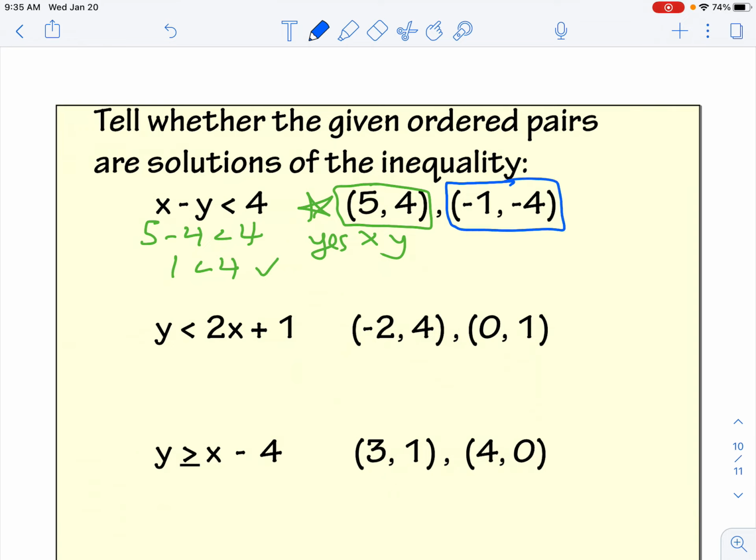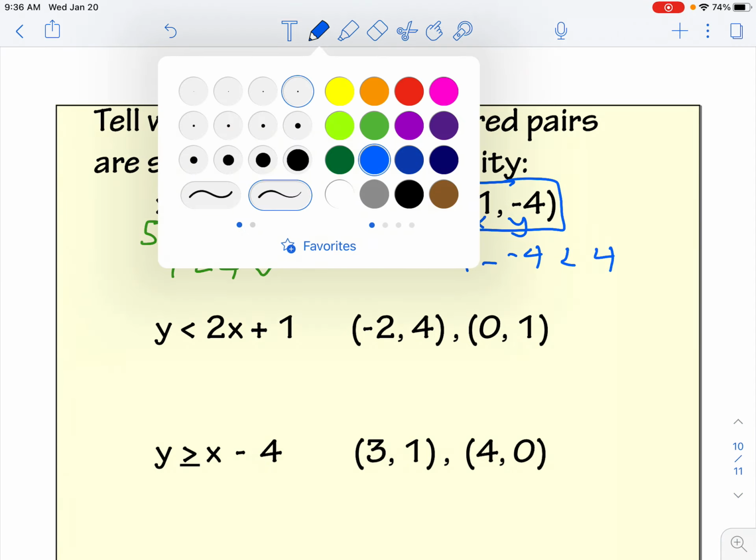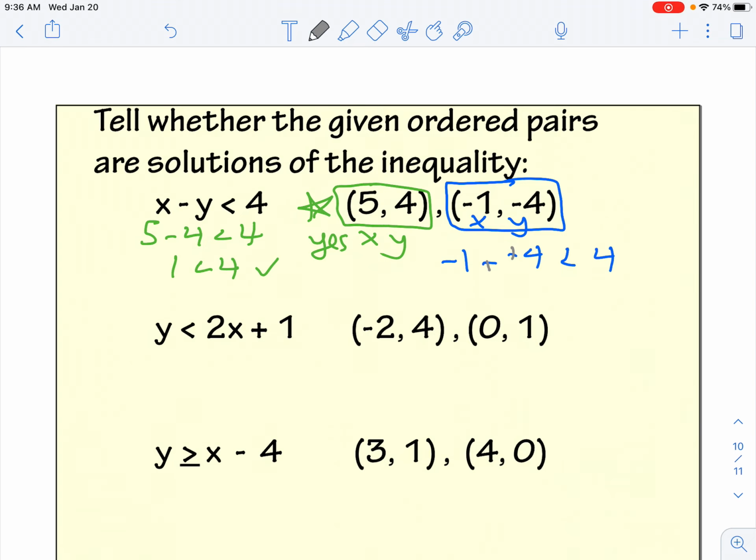So now let's take a look at the second one individually. Okay, so now I'm going to check this one. So now I'm going to put the x value in and the y value in. So now -1 minus my y value of -4, is that less than 4? So remember, subtracting a negative changes to add the opposite. So this becomes -1 plus 4. Is that less than 4? Or this is 3. Is 3 less than 4? Yes. So this one is also a solution. All right, both of those ordered pairs end up to be solutions.